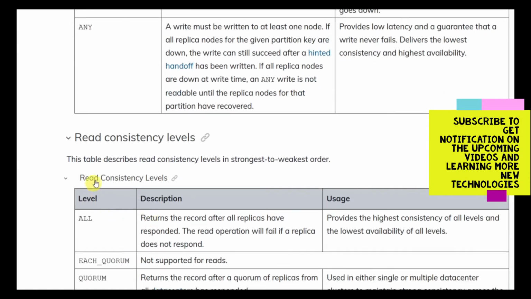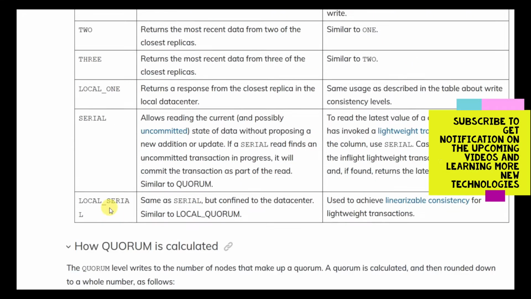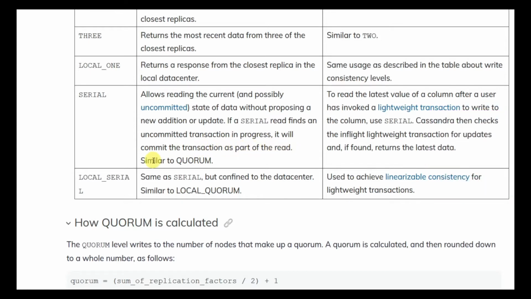And then coming to the read consistency level, we have almost the same things: all, quorum, local quorum. Instead of any, we have serial. So this serial is something special. It allows reading the current and possibly uncommitted state of data without proposing a new addition or update. So even if the data is uncommitted, it is still going to allow it if you are having the transaction level as serial. If a serial read finds an uncommitted transaction in progress, it will commit the transaction as a part of the read. Understand that this is one of the most lenient ones.